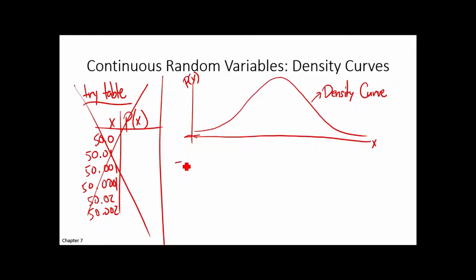And a couple things about density curves is that when the curve is taller, that means you're at a place where you're more likely to see the random variable, right? So the taller the curve, the more likely you are to see things in that general vicinity.